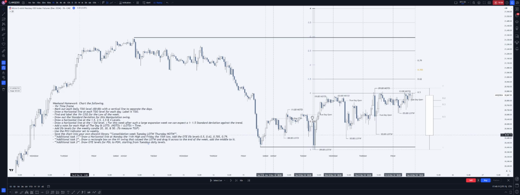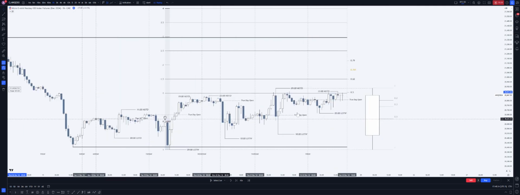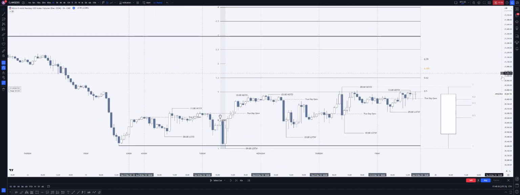Additional task 2, draw a rectangle box on the H1 swing that caused the low of the week and drag it across to the end of the week. Add the middle line to it. Zoom in a little bit more.